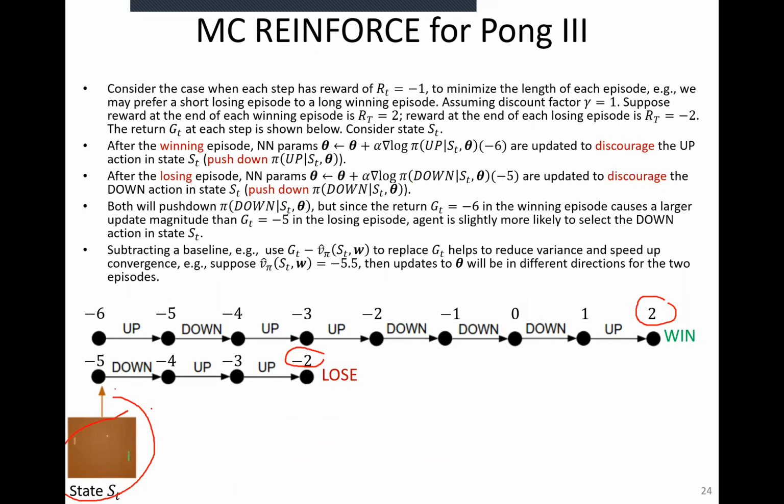So the state is a collection of pixels. After the winning episode, the neural network parameters are updated to discourage the up action in state s_t. So in this particular state, this up action's probability is pushed down. And after the losing episode, this probability is pushed up for the down action. Sorry, both are negative.